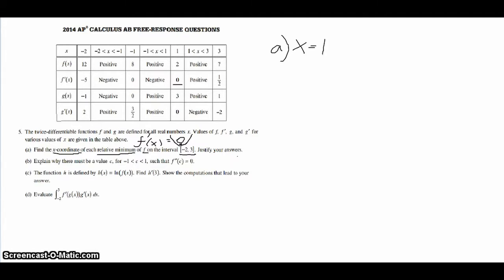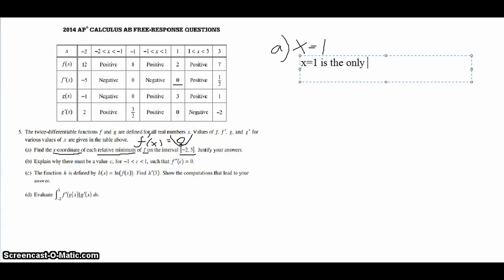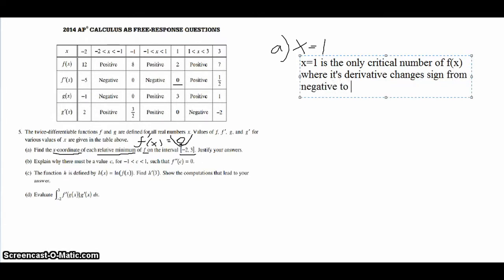As a justification, we can say that since x equals 1 is a critical number, since this is a 0, then x equals 1 is the only critical number of f of x where its derivative changes sign at x equals 1 from negative to positive.